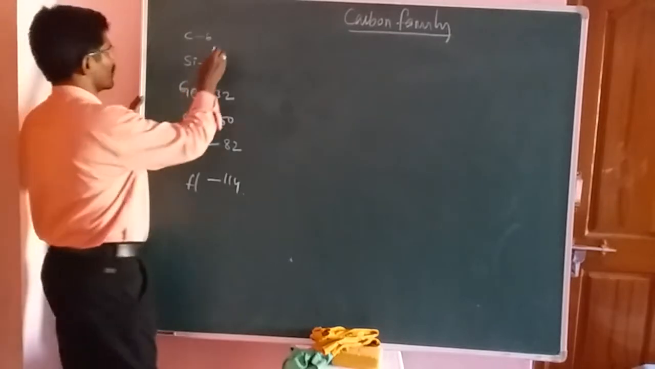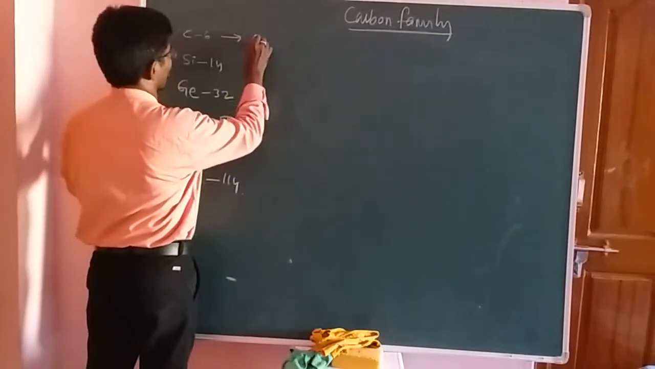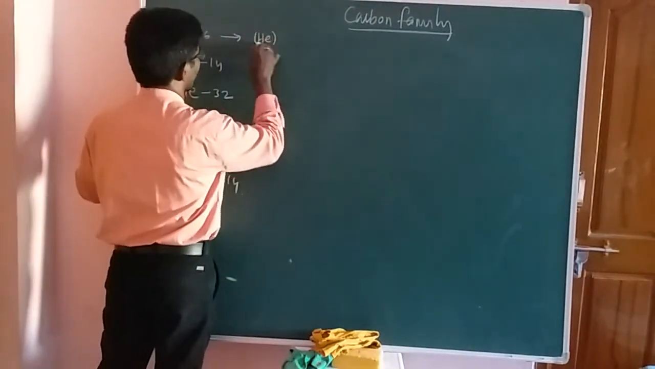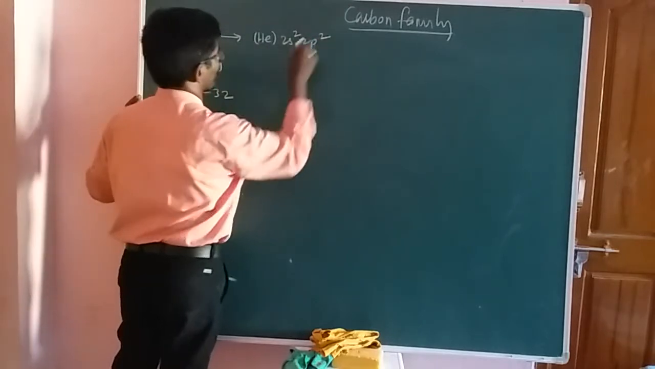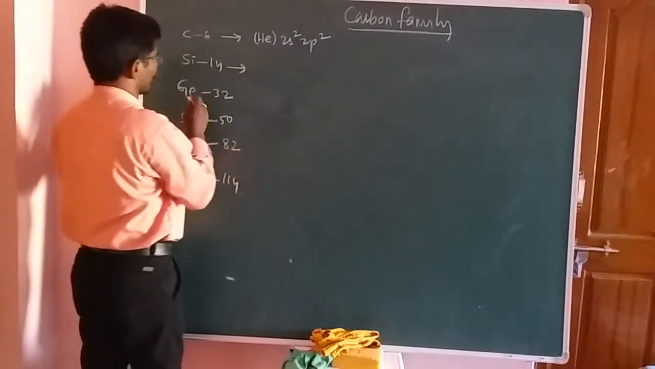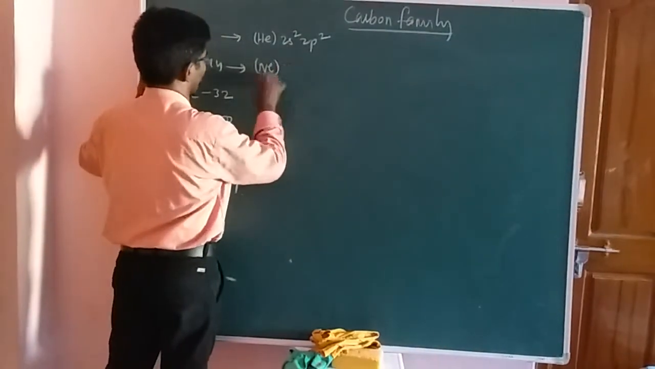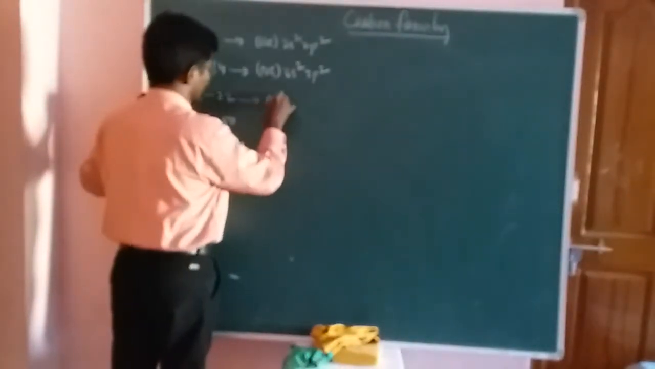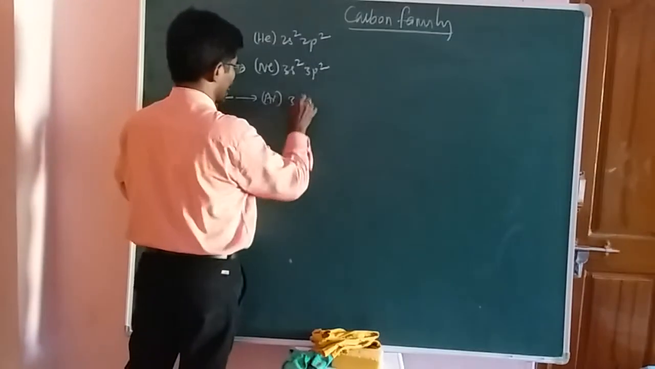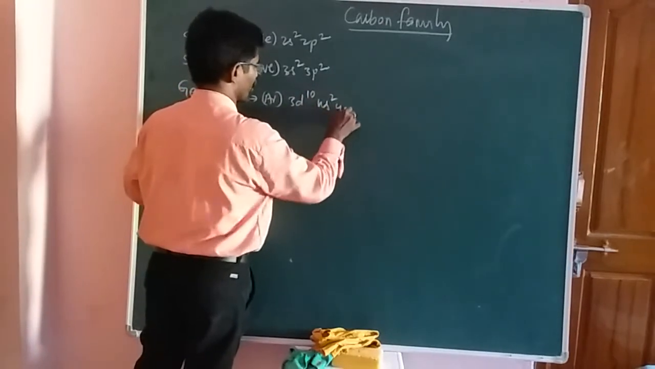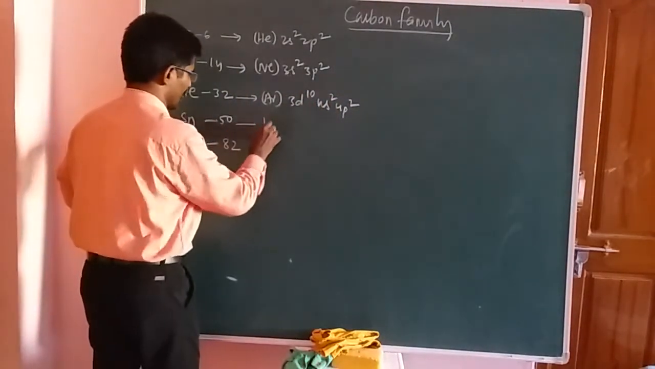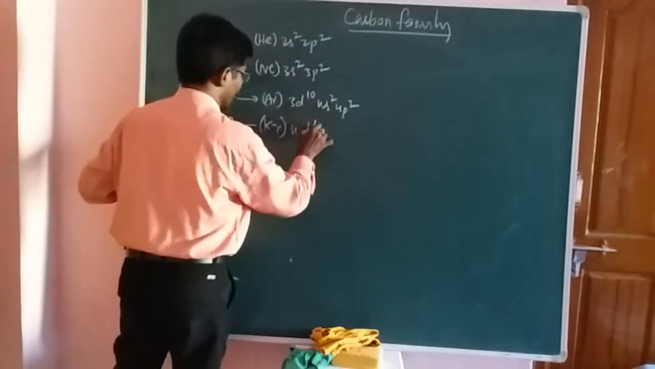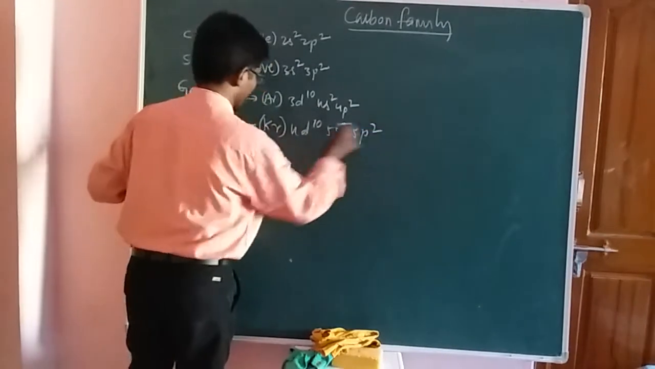Okay, now first of all we should write the electronic configuration for carbon by using the noble gas elements. Here that is helium. Helium 2s2 and next one is the 2p2 configuration. Okay. Now for the silicon element, neon, and this is the 3s2 3p2 configuration. Here argon 3d10 and the next one is the 4s2 4p2 configuration. Now here krypton, and next one is 4d10 and 5s2 5p2 configuration.